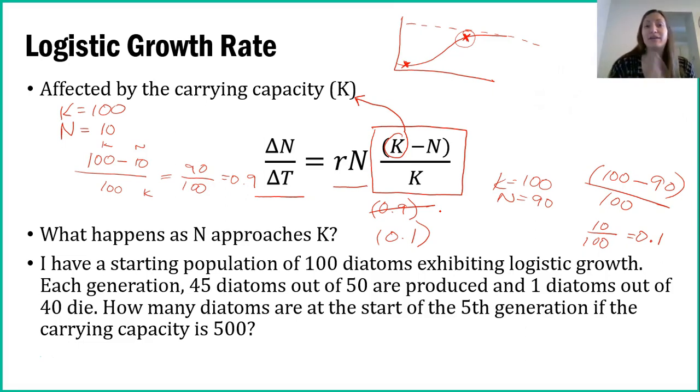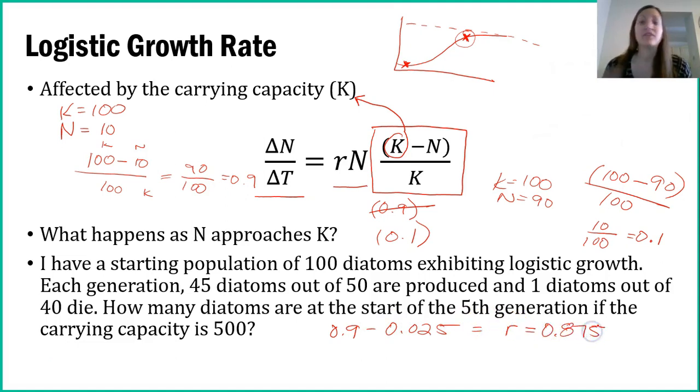It is actually the same exact word problem. I've got 100 diatoms, but now I'm experiencing logistic growth. 45 out of 50 diatoms are produced, and 1 out of 40 diatoms die. And same question, how many diatoms are there at the start of the 5th generation if my carrying capacity is 500? So I've now introduced that K term. As a reminder, R is going to be the same. We have 0.9 as the birth rate. We have 0.025 as the death rate. So that means our R equals 0.875. This is the same exact thing as the last problem. You can resolve it the same exact way.